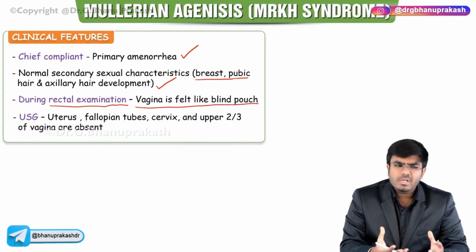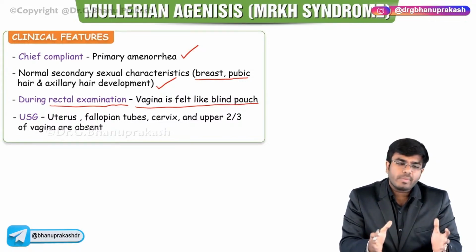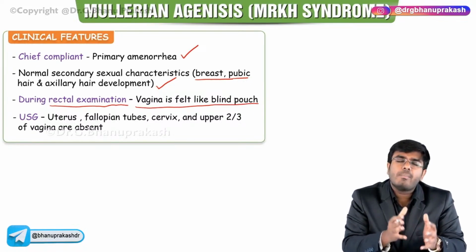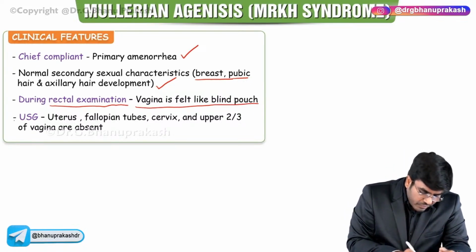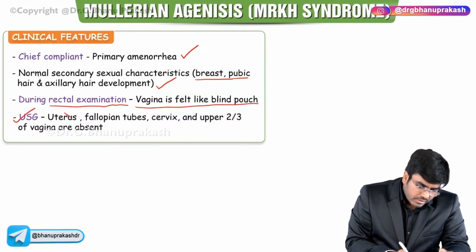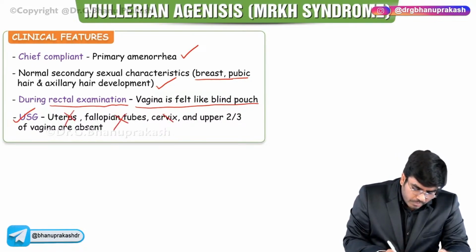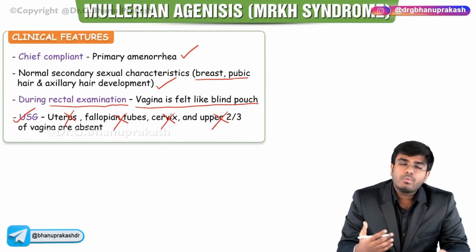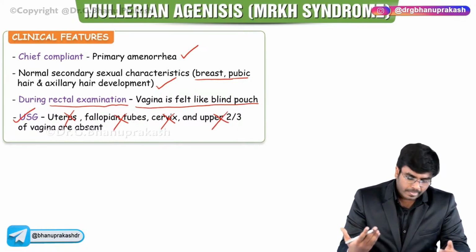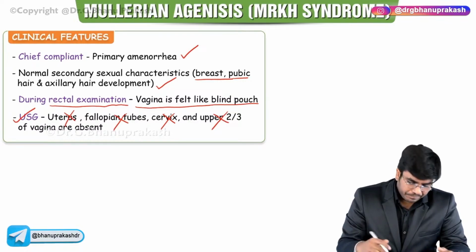Why? Because the upper two-thirds of the vagina is gone. Why? Because the upper two-thirds of the vagina is a derivative of the Mullerian duct. And if you are doing the ultrasonography, there is no uterus, no fallopian tubes, no cervix, and no upper two-thirds of the vagina. This is how the ultrasonography gives you the data.